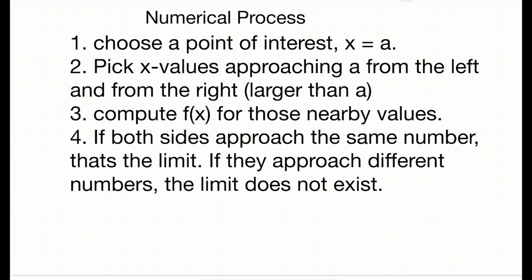So here's our process. It's basically just plug in numbers. We're going to choose the point we're interested in, a, whatever point that might be. Pick x values approaching a from the left and from the right. The right would be larger than a and the left would be smaller than a. Compute f of x for those nearby values, and if both sides approach the same number, that's the limit. If the left and right hand limits approach the same thing, then that is the limit, and if they don't approach the same number, then the limit does not exist.